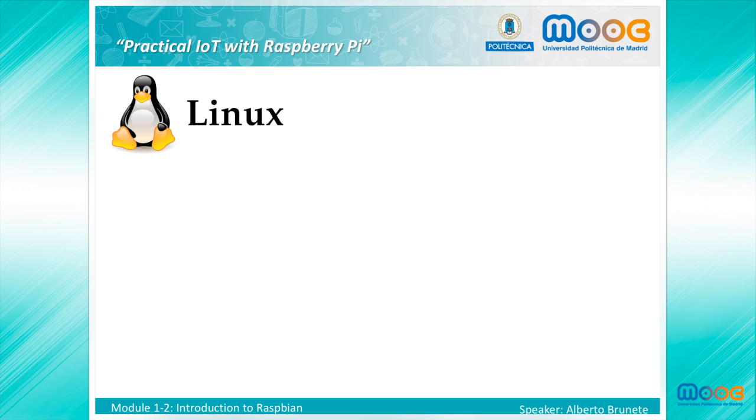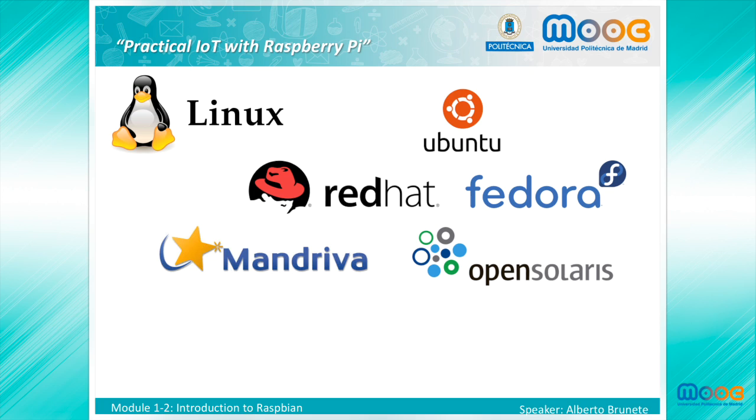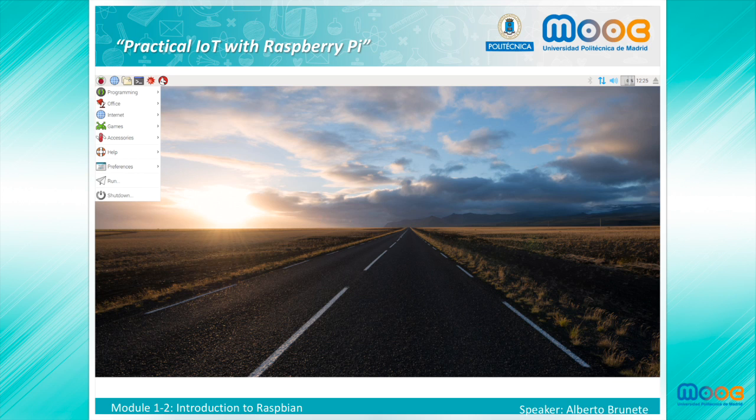Linux is a Unix-like computer operating system assembled under the model of free and open source software development and distribution. There are many Linux versions like Ubuntu, Red Hat, Fedora, and many others. The Raspberry Pi can work with several Linux-based operating systems, including Ubuntu Mate and Windows IoT. The most used and the one we will be using is Raspbian. In this video, we will show you the basics of Raspbian.